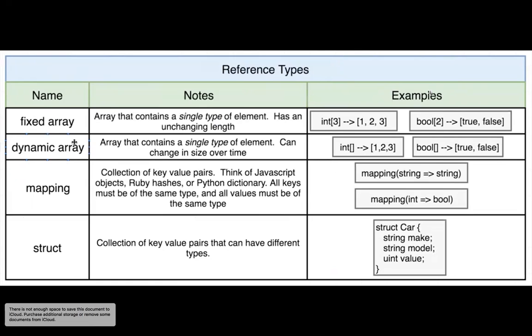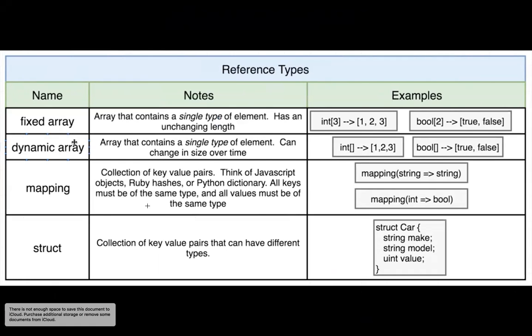A mapping is a collection of key value pairs. So if you're coming from the world of JavaScript, you can think of mapping as being very similar to an object. Coming from Ruby, they're like hashes. If you're coming from Python, they're like dictionaries. So the key thing to keep in mind about a mapping is that all the keys have to be the same type and all of the values have to be the same type as well.